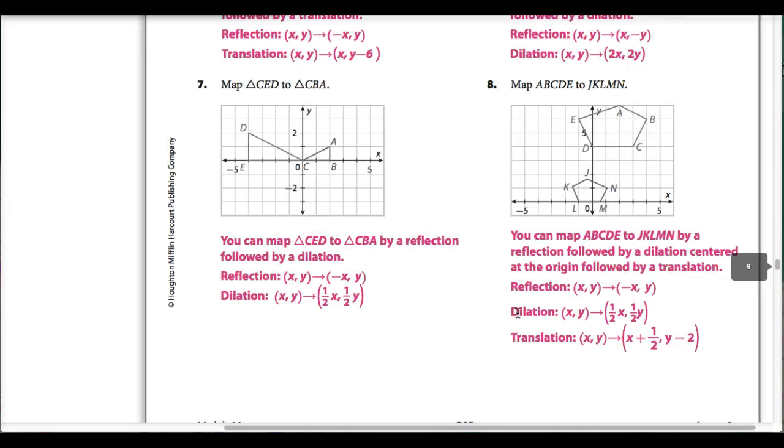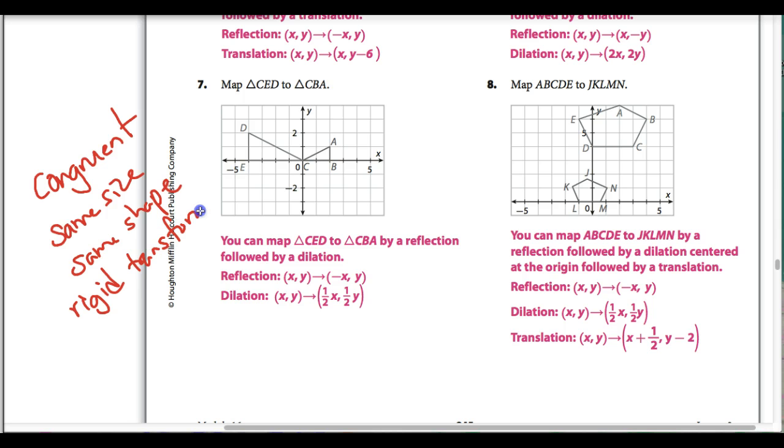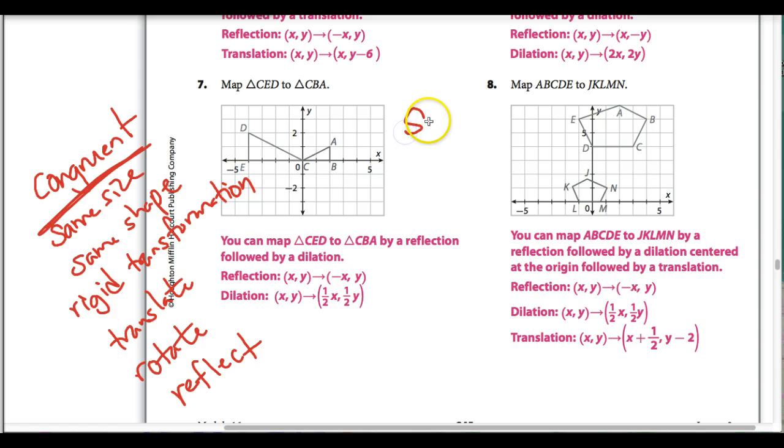I just want you to remember a few things, okay? Just remember that in order for us to say that two shapes are congruent, they need to have the same size, same shape, and we can only use rigid transformation. And what rigid transformation means is you can either translate, which is just moving it, or you can rotate, you know what rotating is, or you can go ahead and reflect. And that's about it.